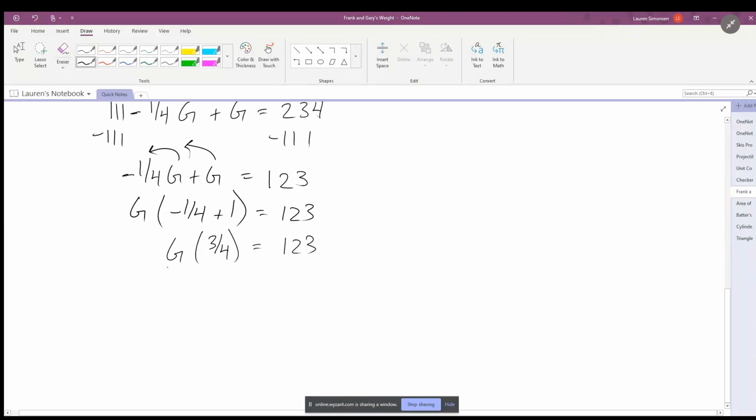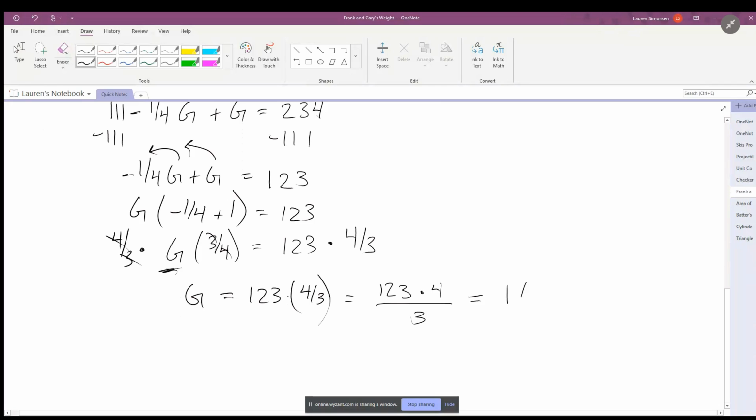Now the next step is to get G all by itself. So in order to undo multiplying by 3/4, we can multiply by 4/3 on both sides. And notice that the 4's cancel and the 3's cancel, so you are just left with G is equal to 123 times 4/3. When you do that calculation, you can also think of it like this: 123 times 4, and then divide that by 3. That might make the calculation more calculator friendly. Turns out that that gives you 164. So G is equal to 164 pounds.